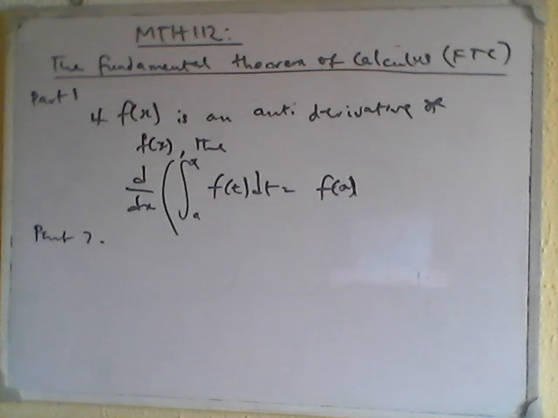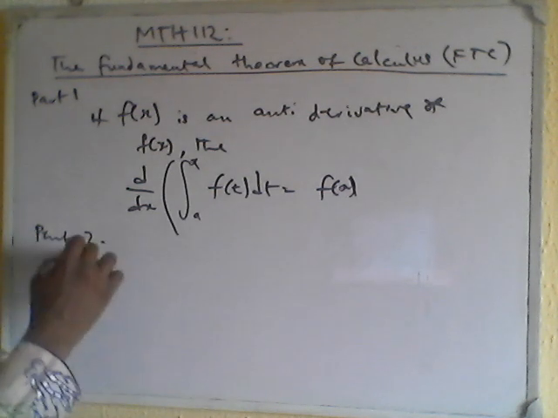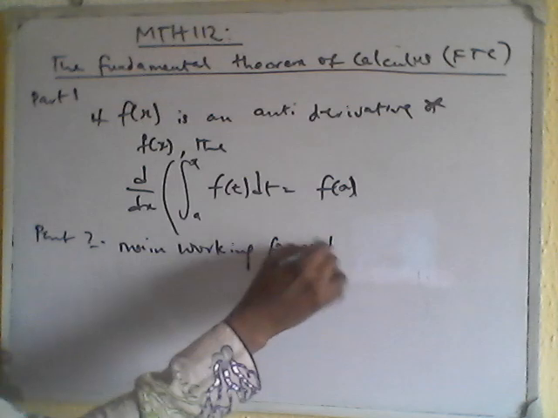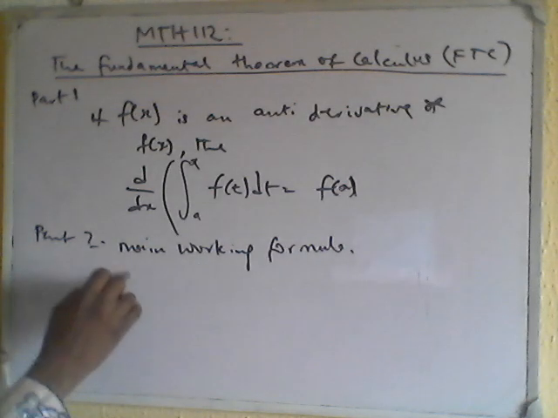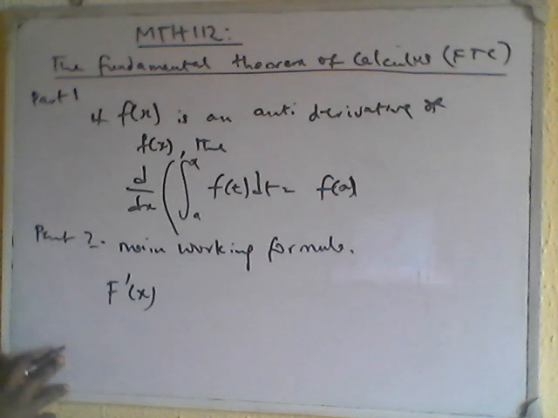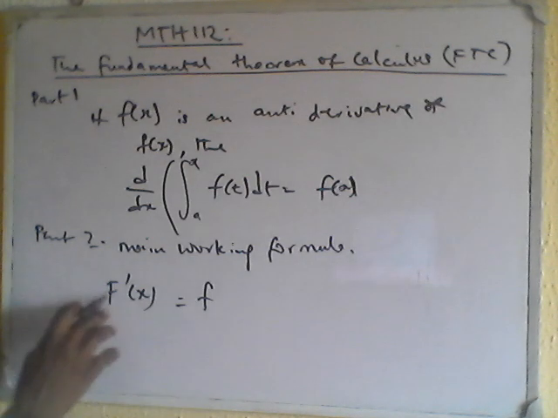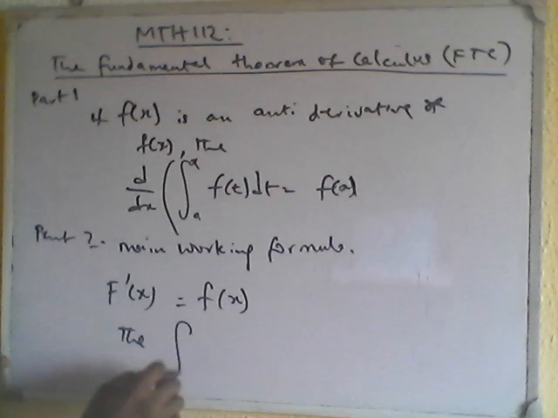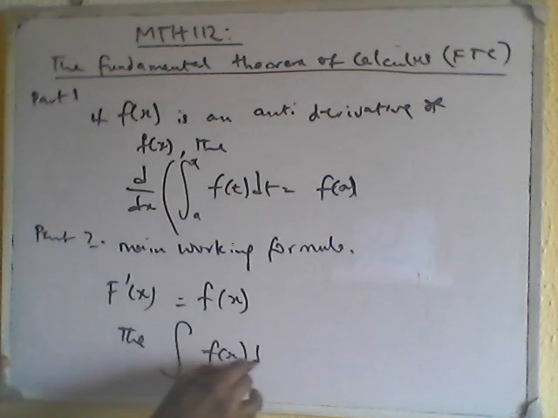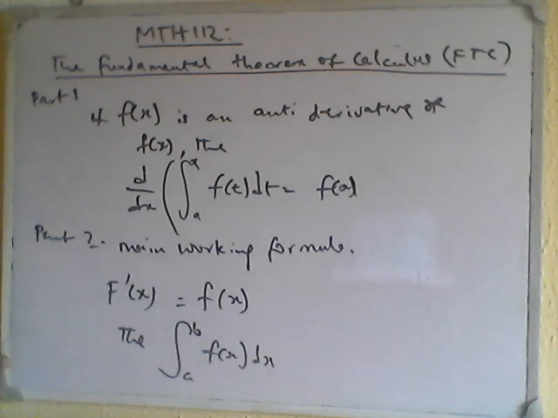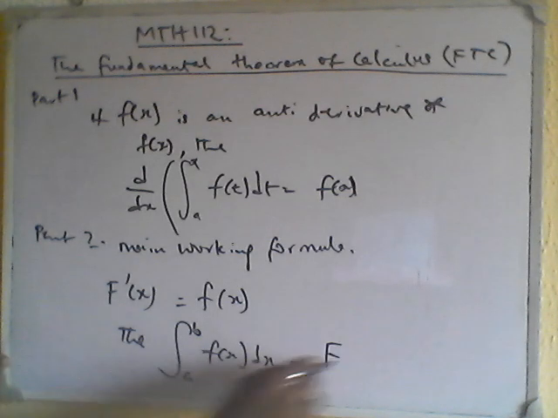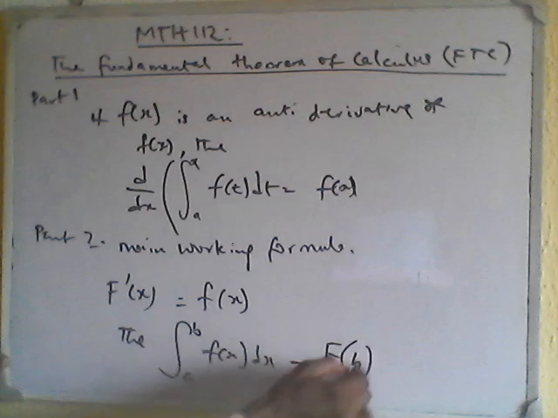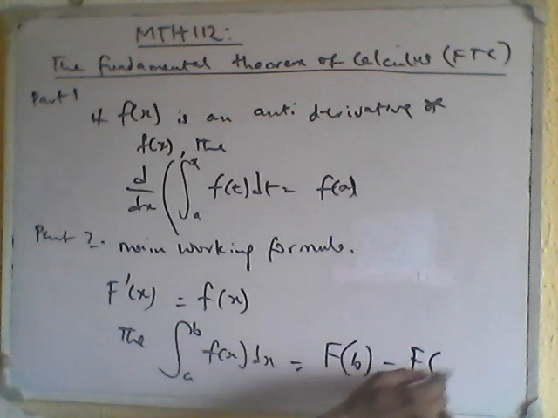Okay, so for part 2, the main working formula, we know that if I have the derivative of a function of x and you integrate this one, it goes back to the function of x. Then the area bounded by this function from a to b is equal to, you substitute b in the antiderivative of this function, and also substitute a in it. So you find a difference.